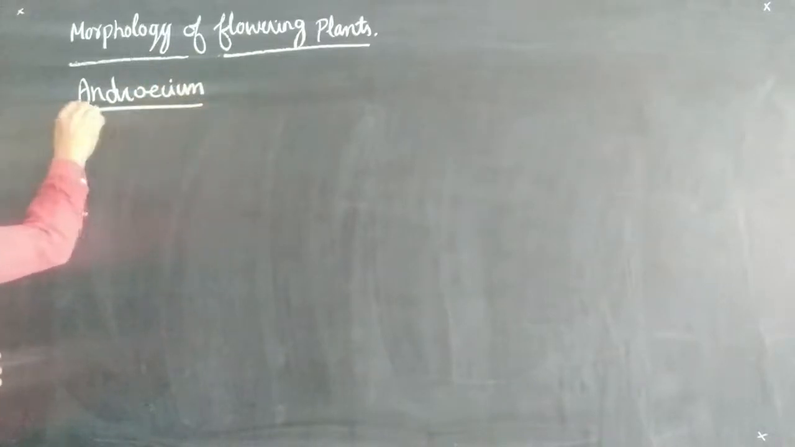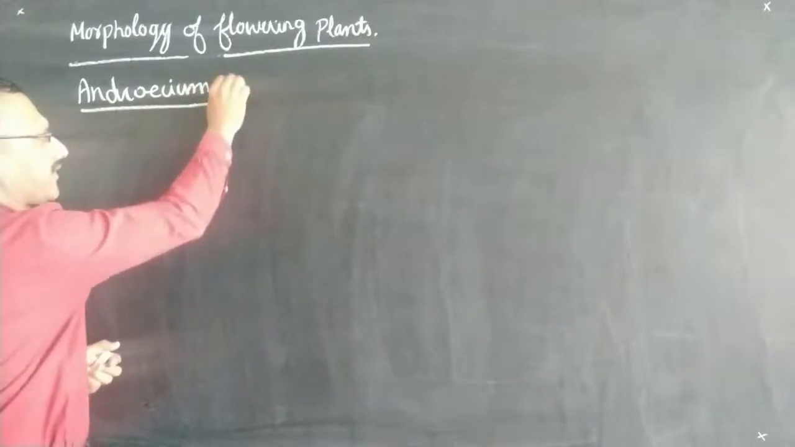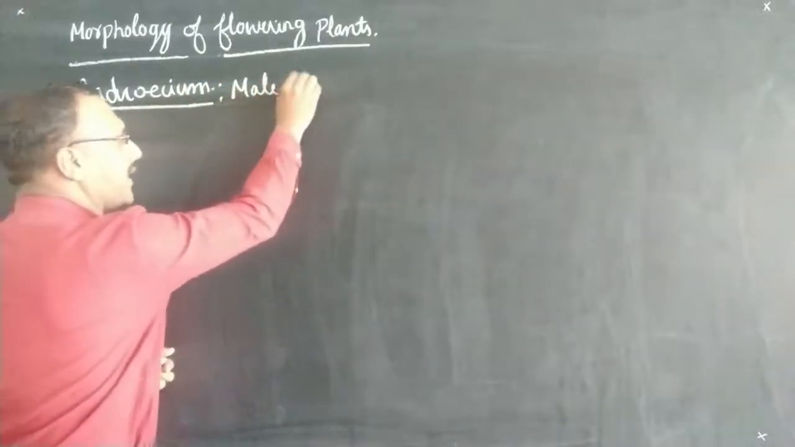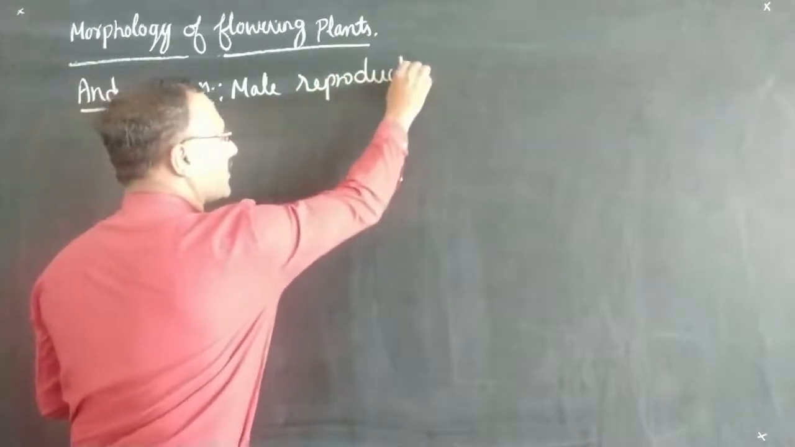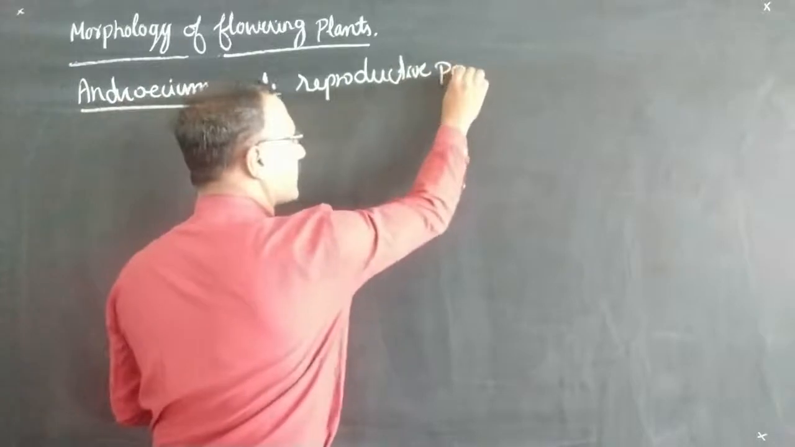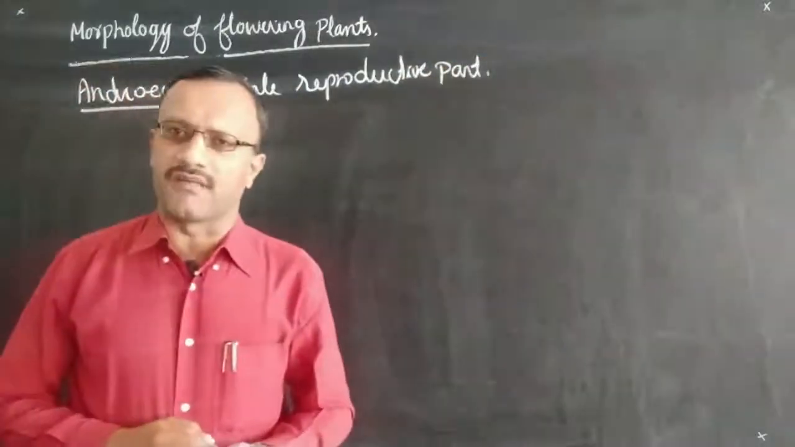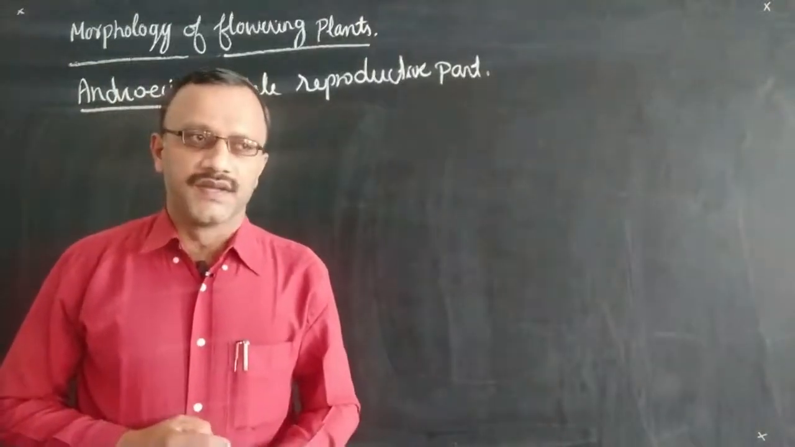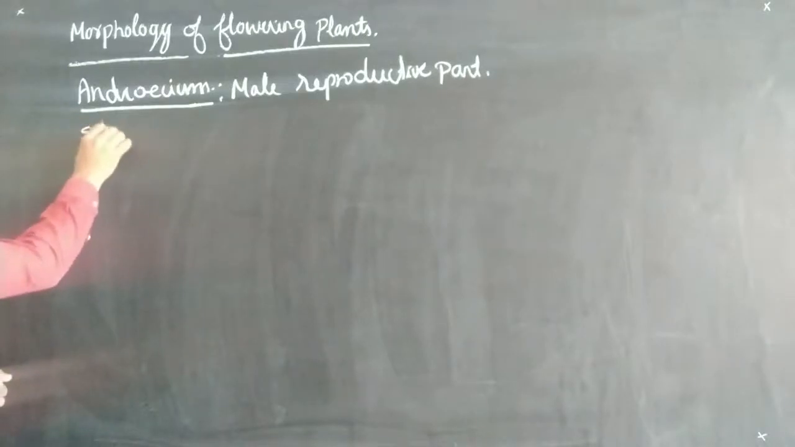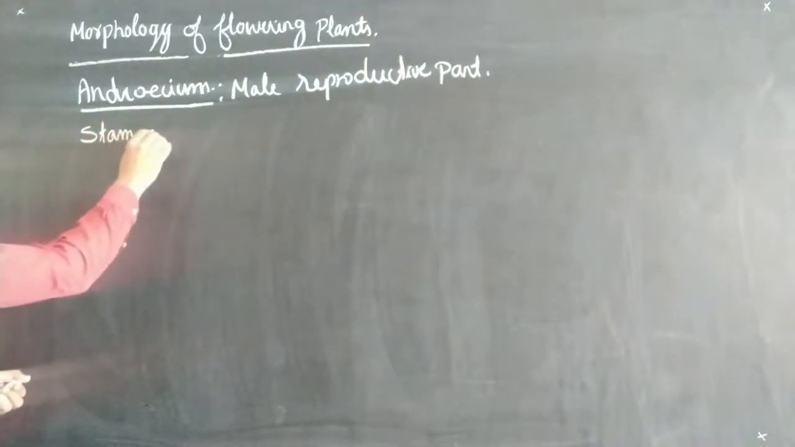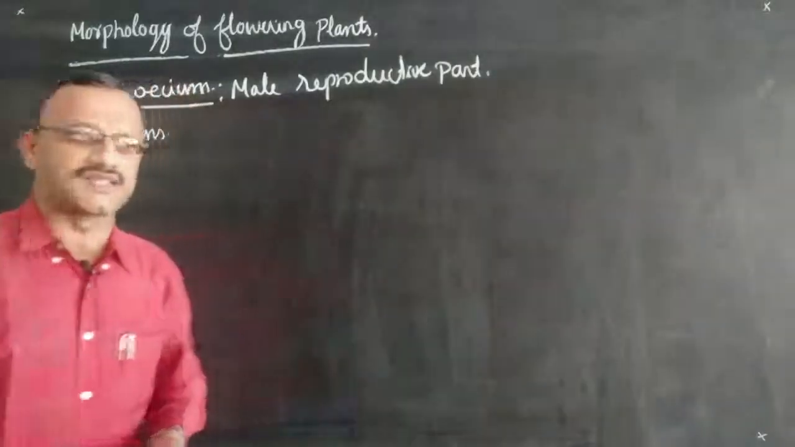Androecium is the male reproductive part of the flower, which produces the male gamete in the form of pollen grains. The androecium is made up of units called stamens. Single is stamen, many together are called stamens.